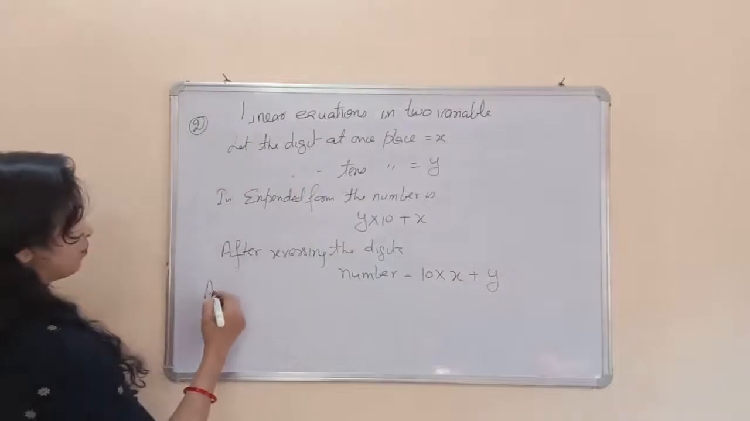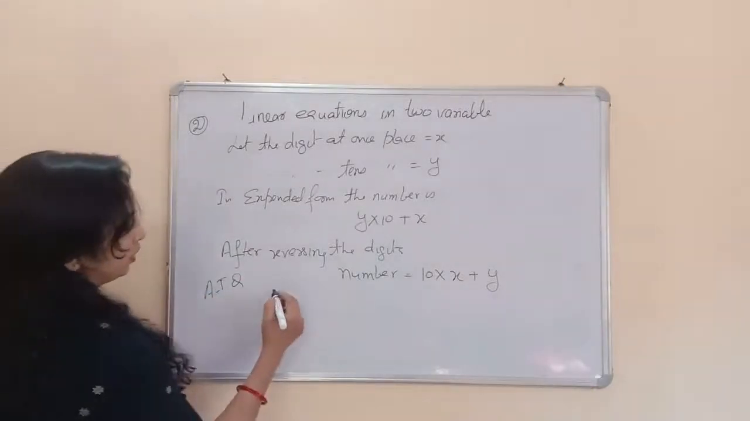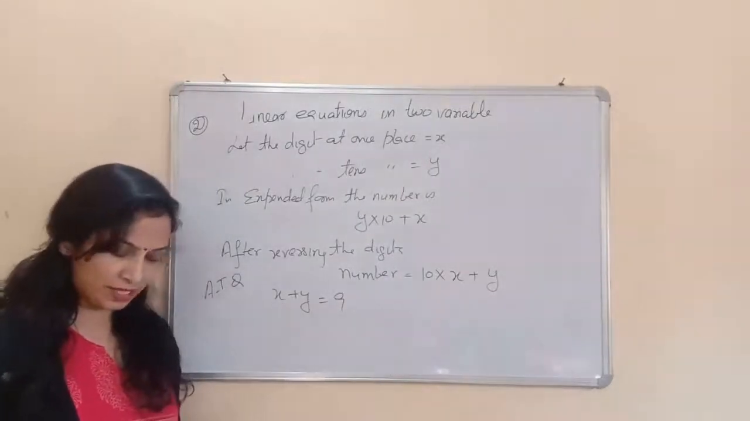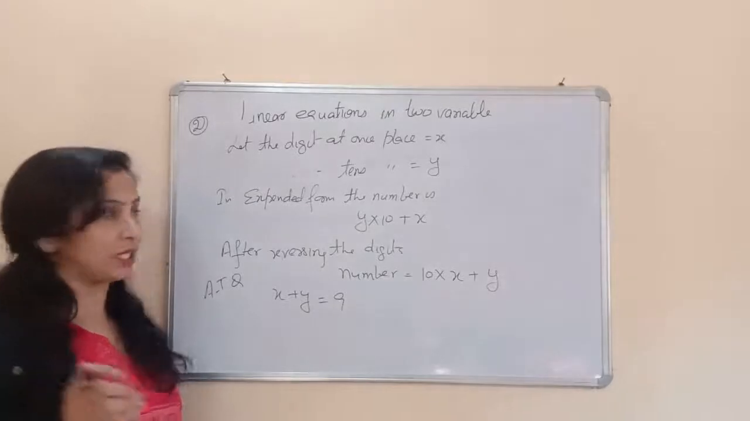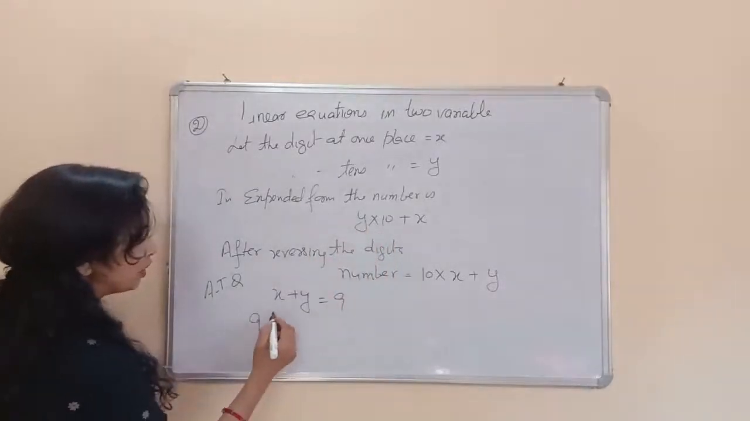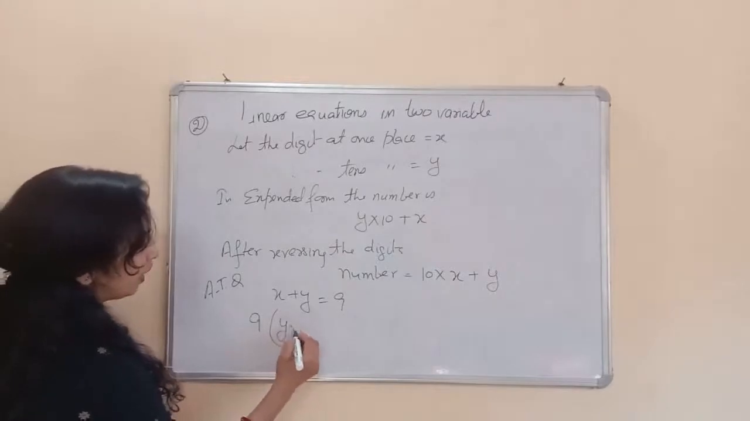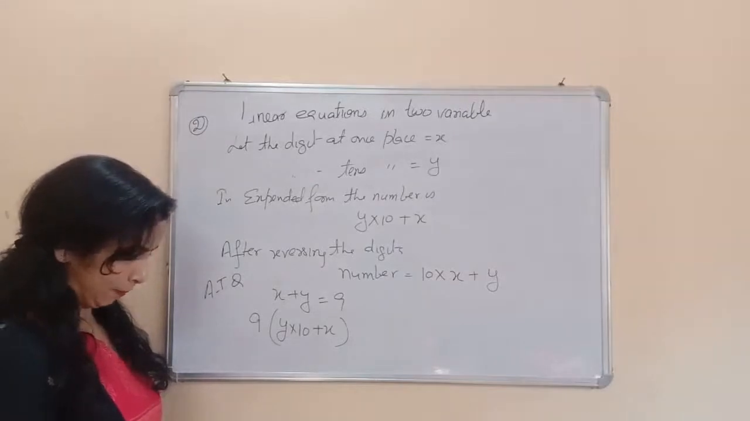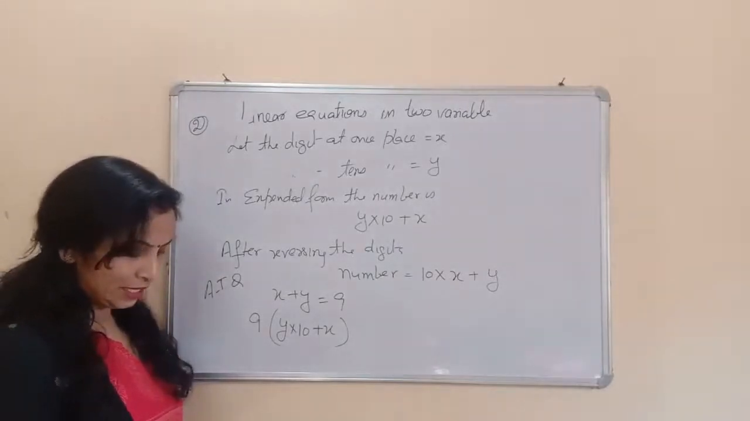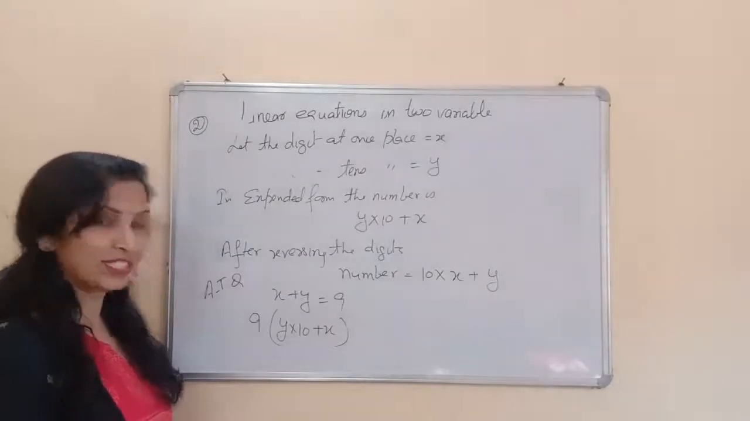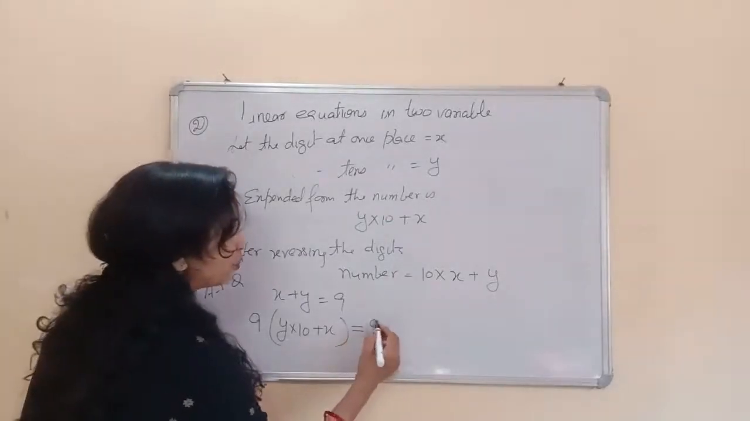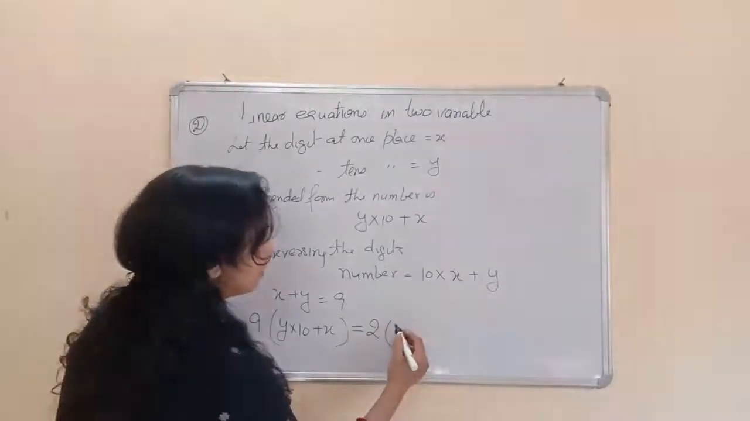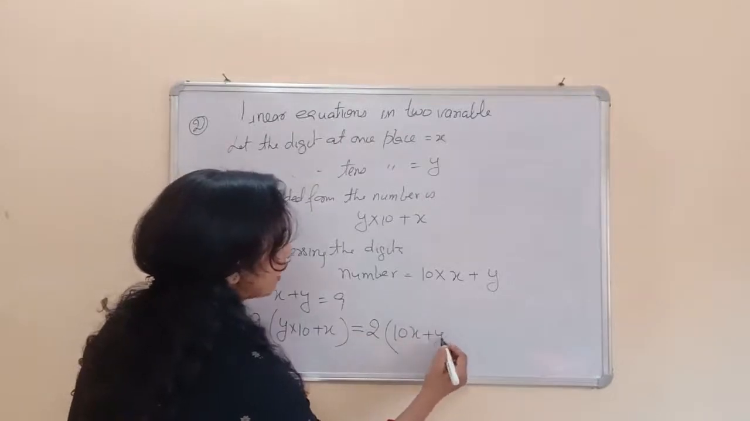And according to question, x plus y is equal to 9. The sum of the digit of two-digit number is 9. Also 9 times this number. Now this is the number. So according to question, 9 times this number is y into 10 plus x. 9 times this number is twice the number obtained by reversing the order of the digit. It is equal to 2 times the number obtained after reversing the digit. It means is equal to 2 into 10x plus y.